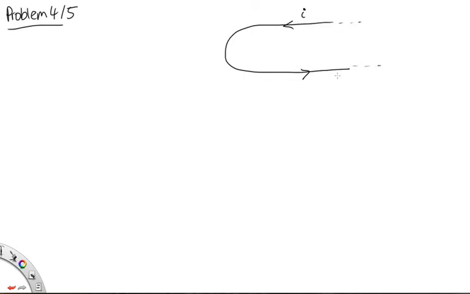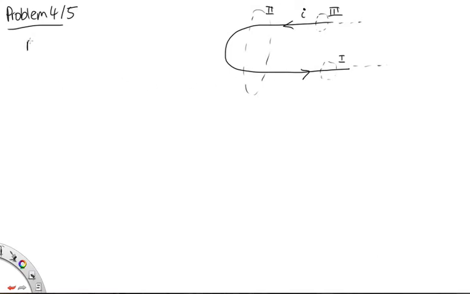Problem 4 for 1221 or 5 for 1231. In this problem we're given current flowing along a loop of wire like this. The current has magnitude I and we're asked to use Ampere's law to qualitatively describe the 3 paths shown in the figure. So our 3 paths are, we've got path 1, we've got path 2, and we've got path 3.